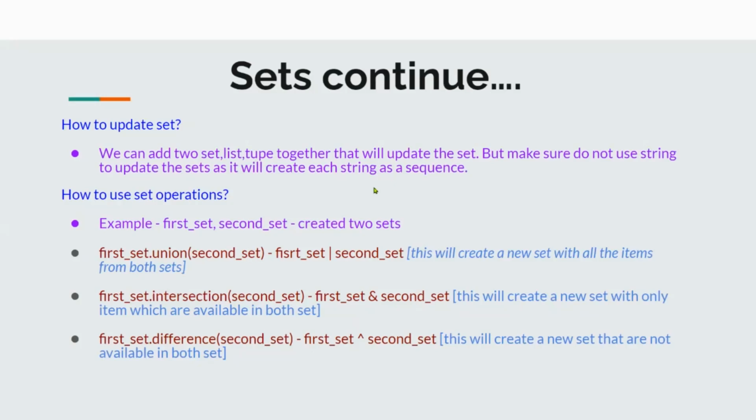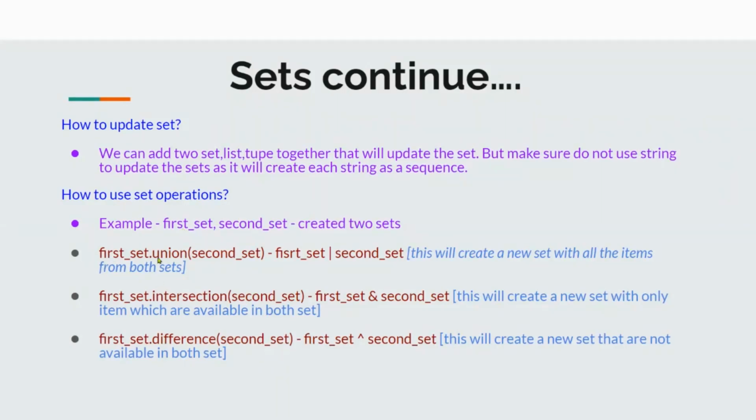Now, how to update a set. You can add two sets together, or put lists or tuples together, and it will update and create a new set. But make sure you never use a string, because if you use a string, it will consider each letter as a sequence. We'll show you an example in code of how to update the set. And these are very powerful operations that sets have. Let's say I've created two sets, first set and second set.